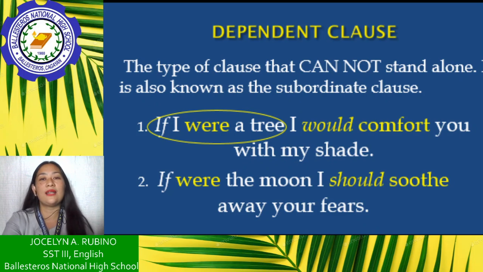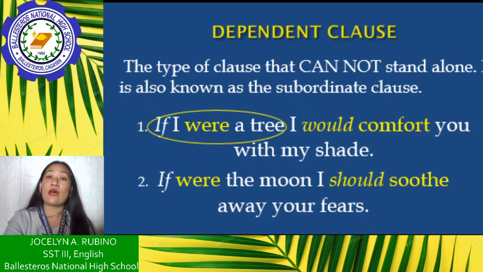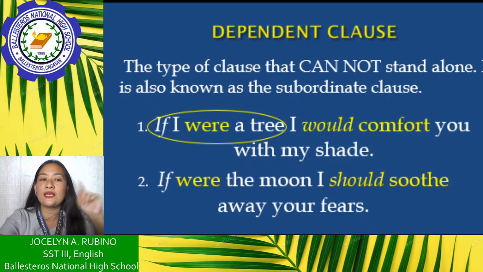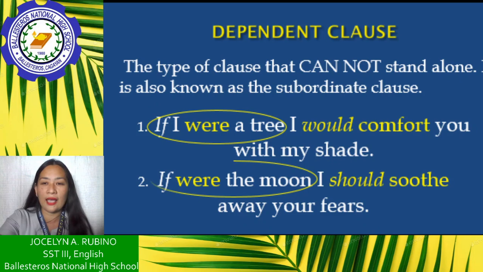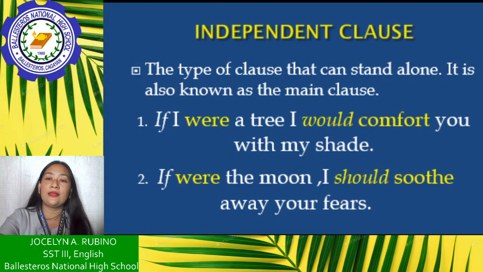Of course not. It seems that there is a missing part. That is why they are called dependent clause. They cannot stand alone. How about in sentence number 2? What do you think is the dependent clause? Correct. The answer is, if I were the moon. Of course, the remaining part of the given sentences are what we call your independent clause.